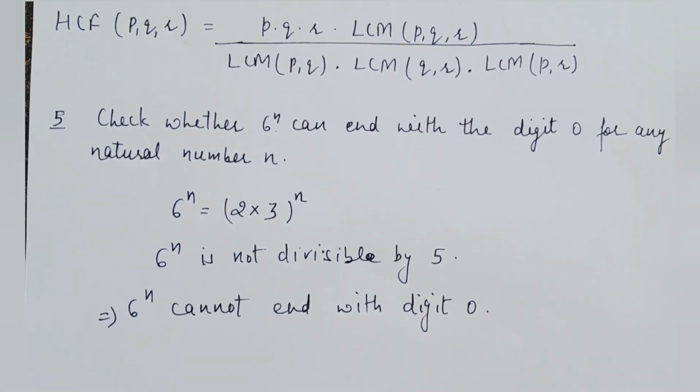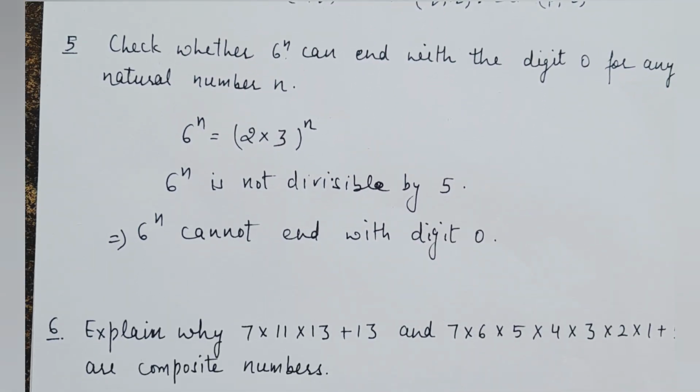Now we will do the next question, that is question number 6. Explain why this number and this number are composite numbers. Now you can check the numbers carefully.